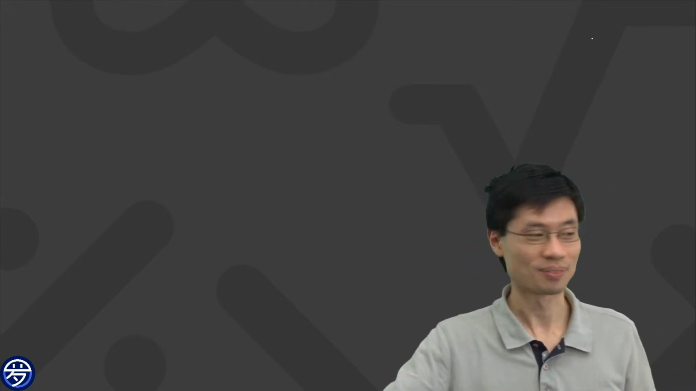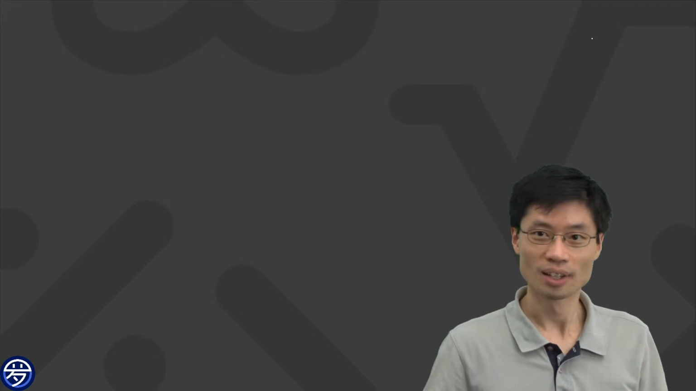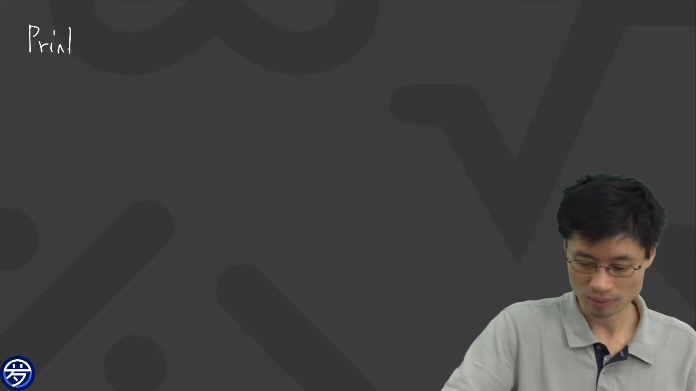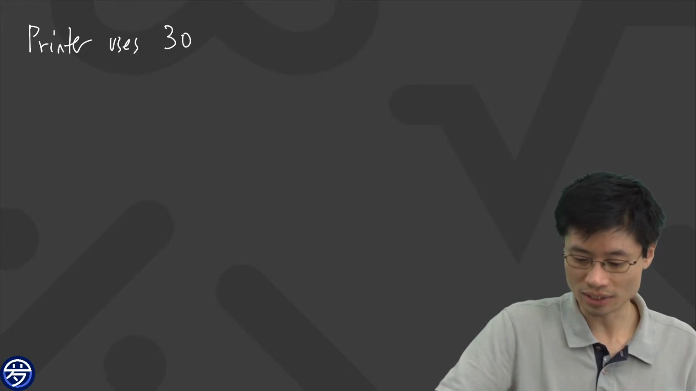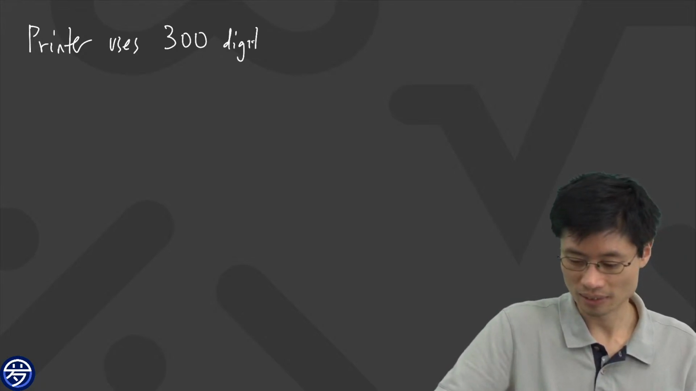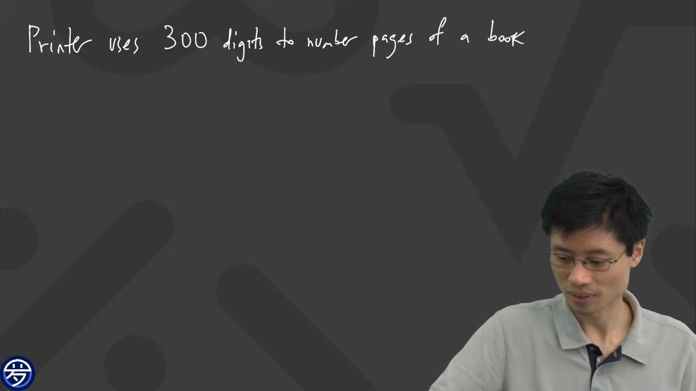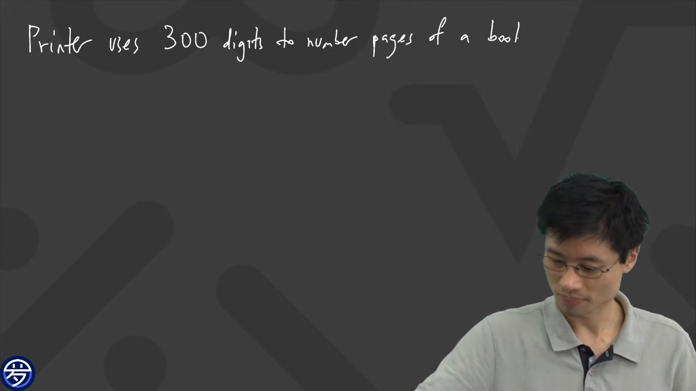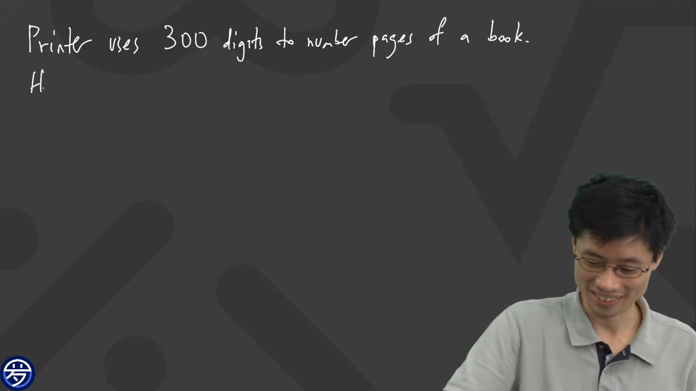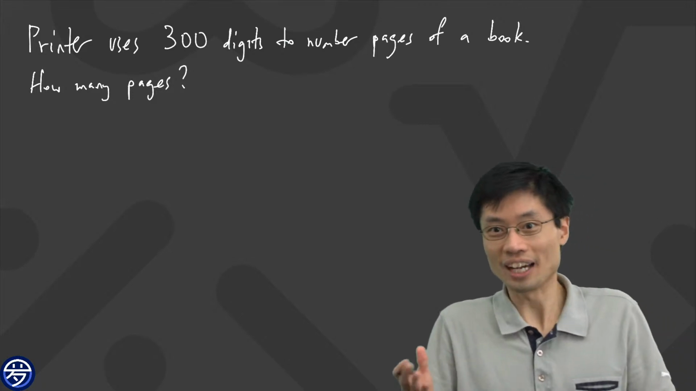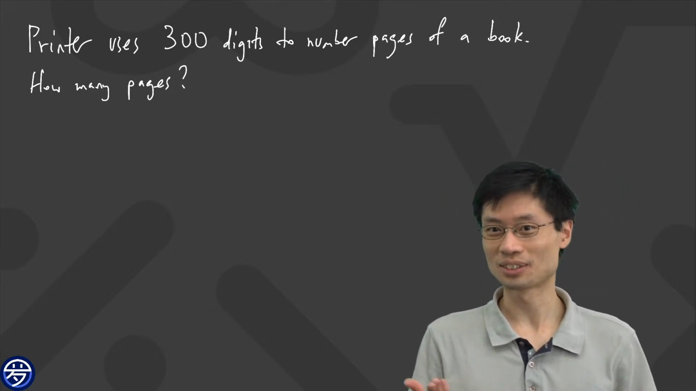This is a nice warm-up question. This is from Suhas Devarakonda. What's the easiest way to solve this? That's the question. A printer uses 300 digits to number the pages of a book. How many pages are there? 300, obviously. The answer has to be 300, right? Because you used 300 digits.